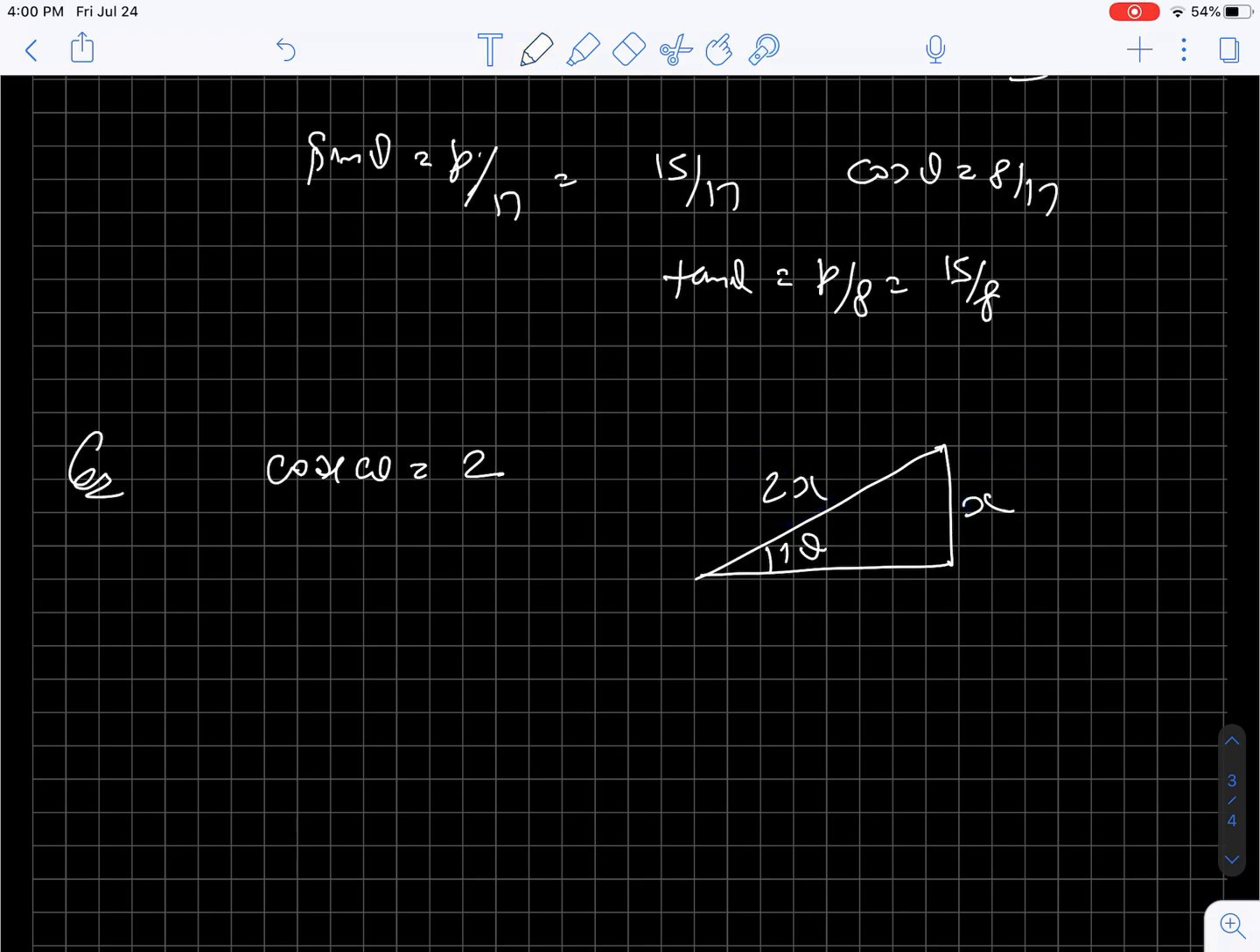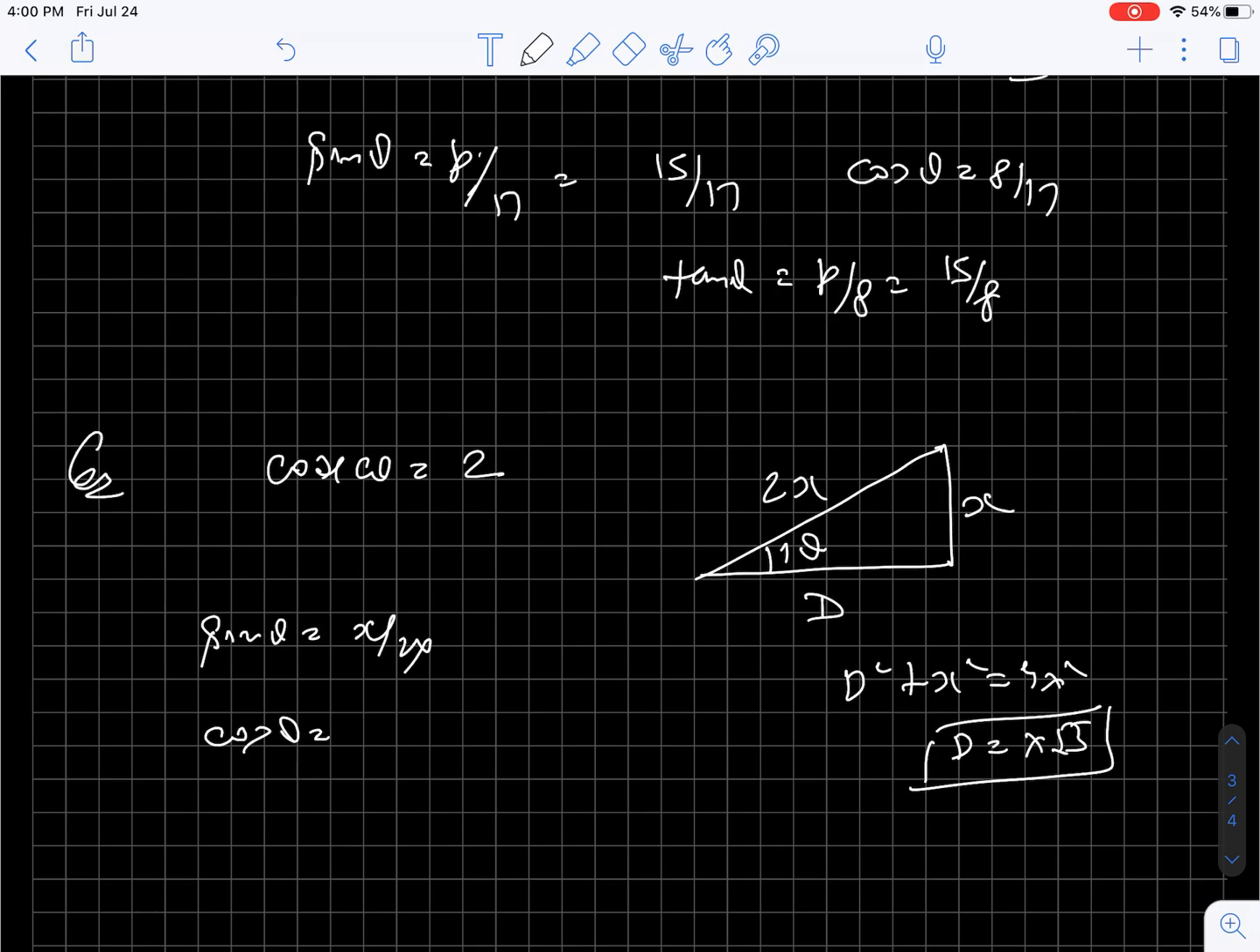Okay, now we can apply the simple Pythagoras theorem. This value is d, then d square plus x square equal to 4x square, and d equal to x root 3. Clear? If d is equal to x root 3, you can find other values too. Sin theta is equal to x by 2x, cos theta is equal to d by 2x, d is x root 3 divided by 2x, x cancels, answer is root 3 by 2.